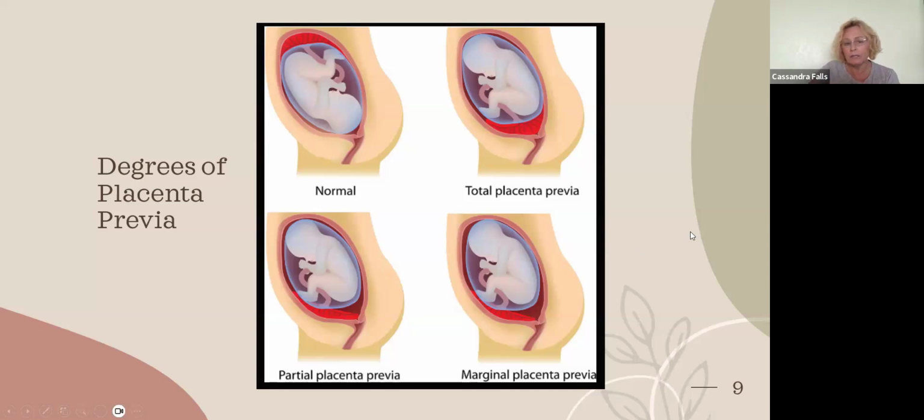Questions about differences between placenta previa and placental abruption?